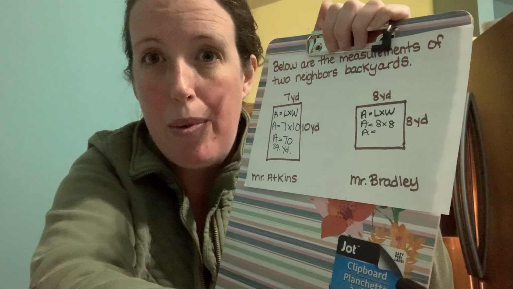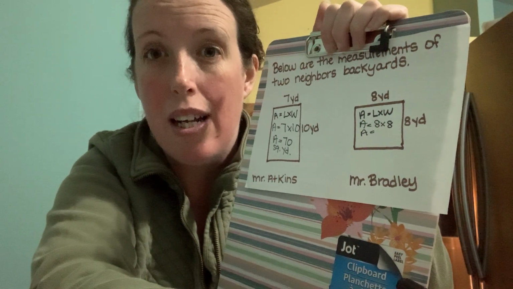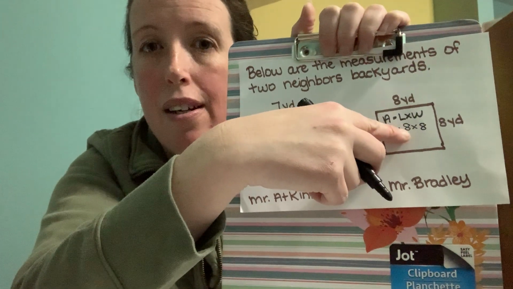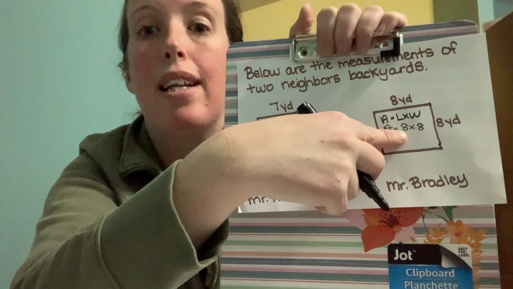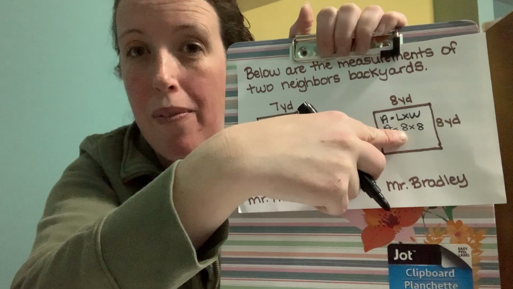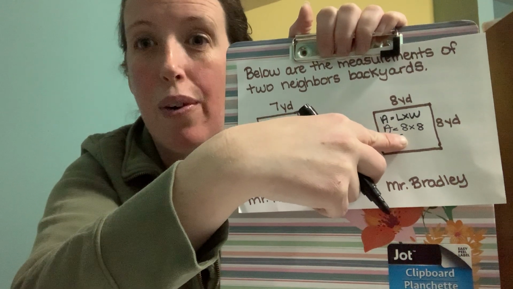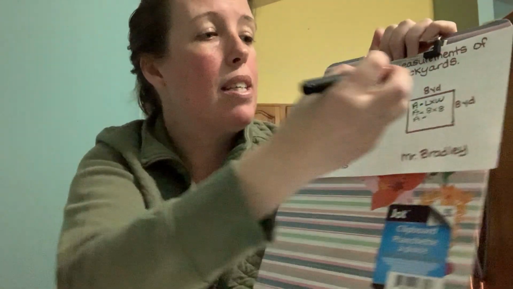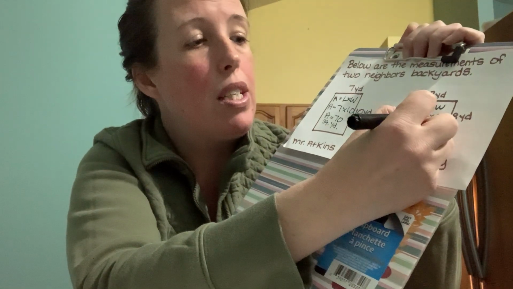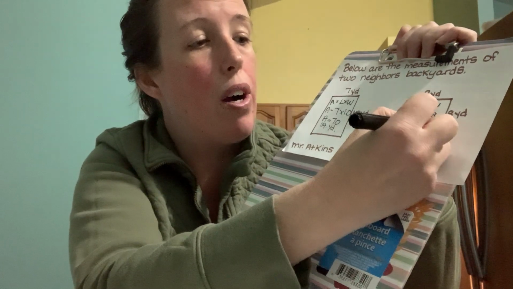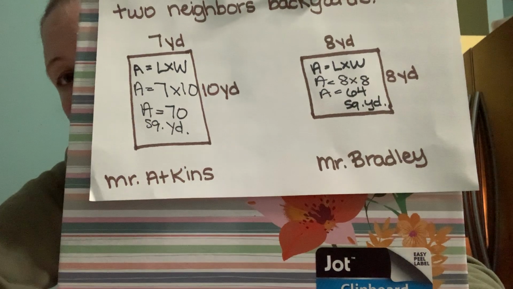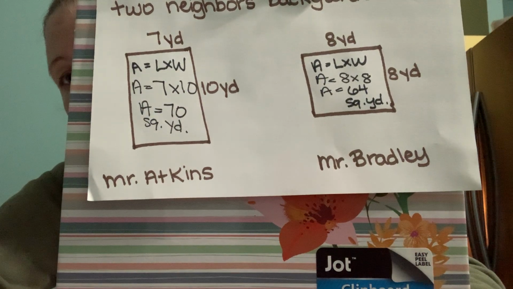And if you don't have that memorized, a little saying I say, 8 times 8, I ate an 8 and got sick on the floor. So 8 times 8 is 64. Okay, so 64 square yards. So I have just found the area of both Mr. Atkins and Mr. Bradley's yard.